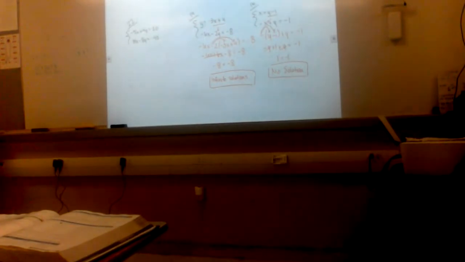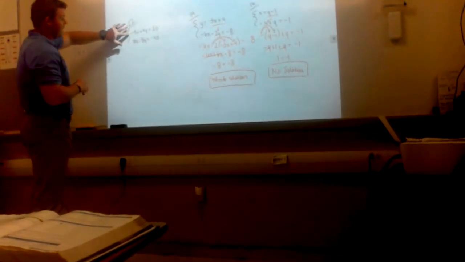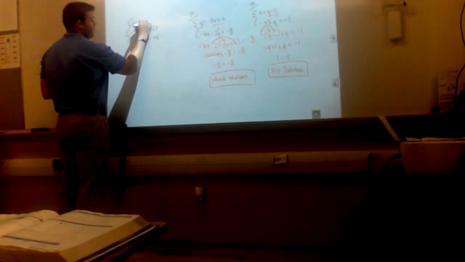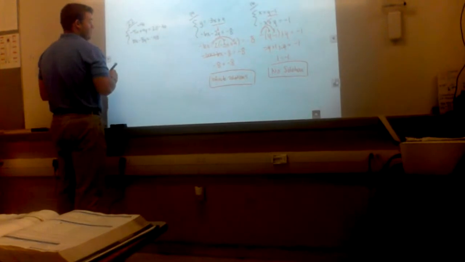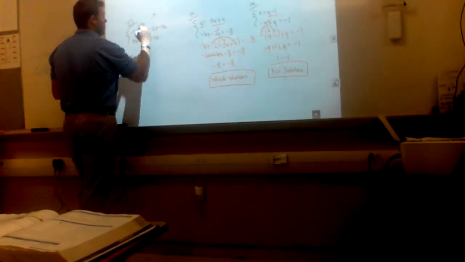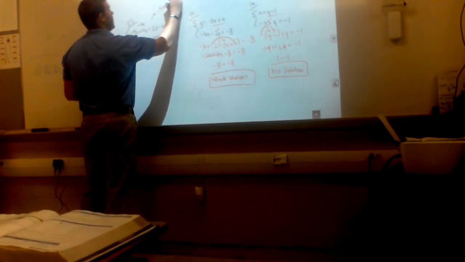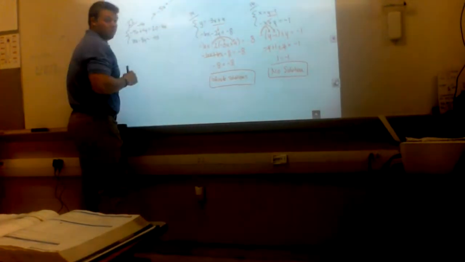Which one do we want to solve for? We're going to solve for this x right here. Is that what we're saying? All right. So let's move this 4y over. Subtract 4y. Okay. So now we have negative 5x equals negative 4y plus 20. Agree?